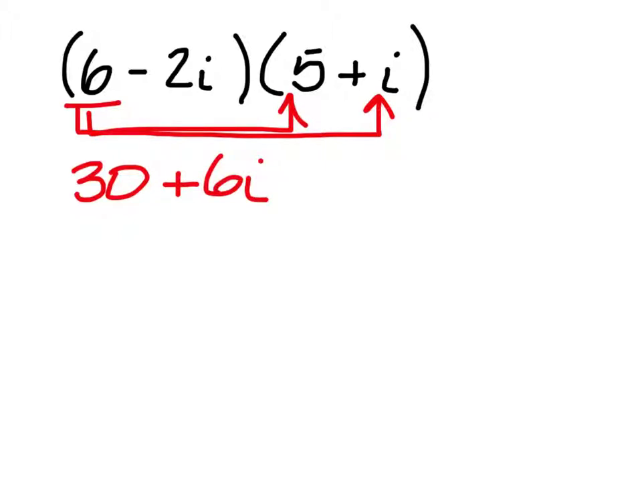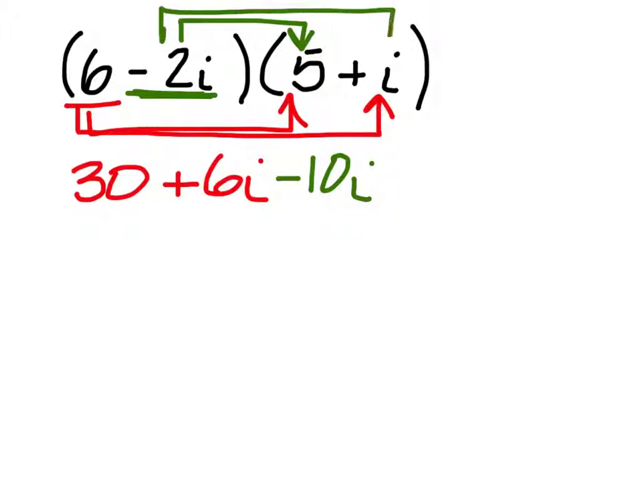Where do I go next? Yeah, the negative 2i right here. You have to include the sign with it. And what do I multiply it with? Yeah, we multiply by 5, so what is that? Negative 10i. Now I multiply negative 2i by i. And what is negative 2i times i? Negative 2i squared, yes.